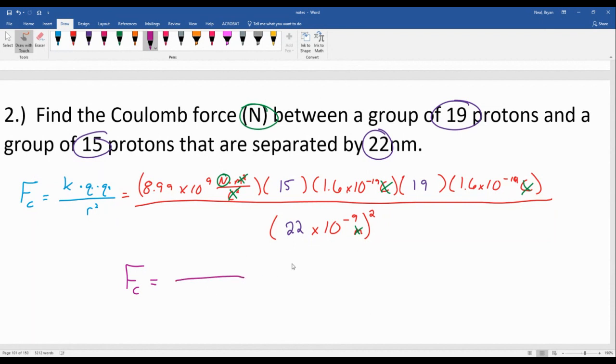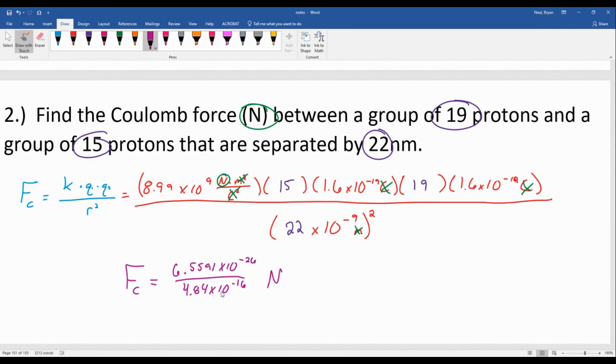So like squaring on the bottom, 4.84 times 10 to the negative 16. We know this is newtons because that's all that was left over. A little bit more work, but multiplying all the stuff on the top is really just a bunch of calculator buttons. Shouldn't be hard, it's just tedious. That's going to give us 6.5591 times 10 to the negative 26.